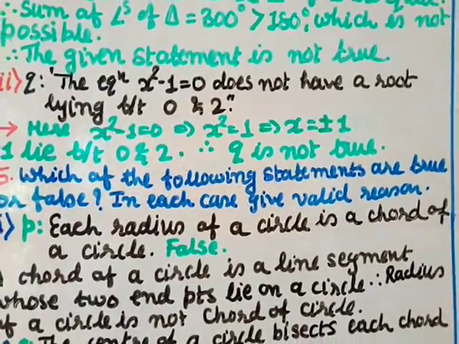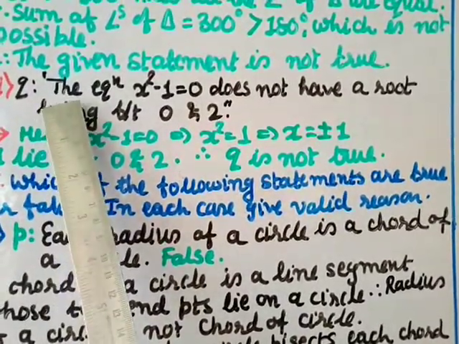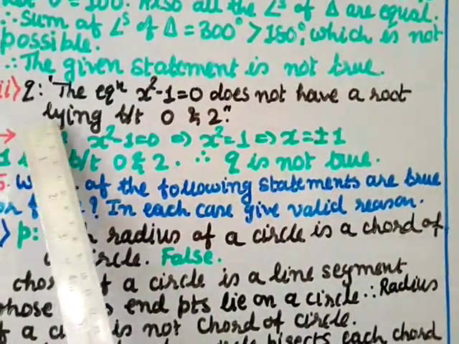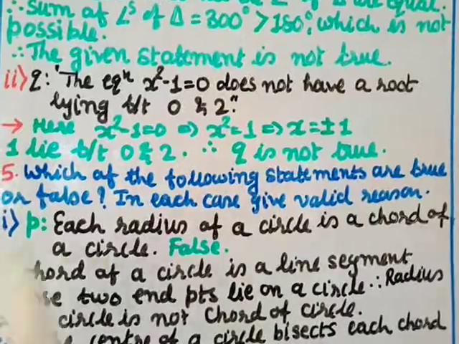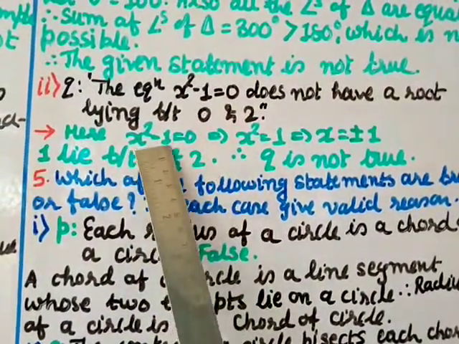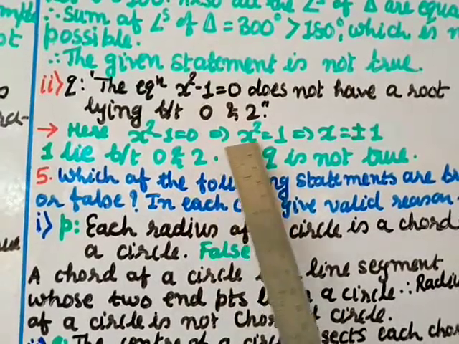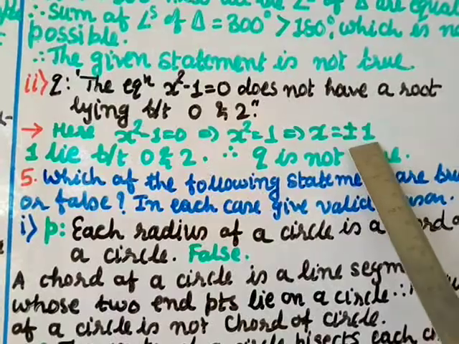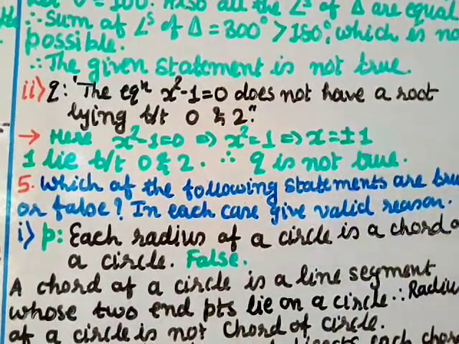Roman number 2. Statement Q: the equation x square minus 1 equal to 0 does not have a root lying between 0 and 2. This is the equation given to us. So here x square minus 1 equal to 0. Minus 1 transferred over here becomes plus 1. So x square is equal to 1. Take a square root on both the sides, you get x is equal to plus or minus 1. So that means the x value is plus 1, the x value is minus 1.